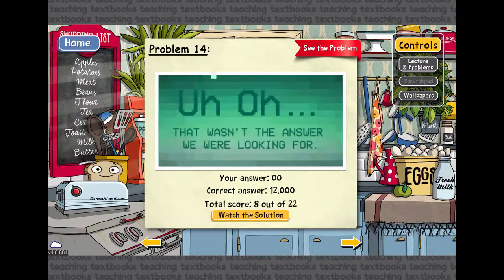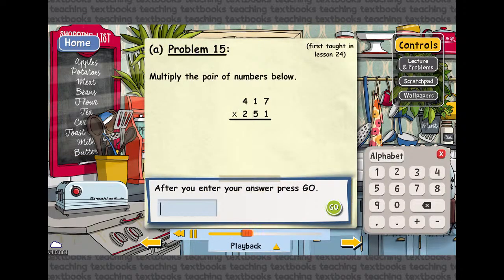No use crying over spilt milk. Yeah, we'll get them next time. Problem 15. Multiply this pair of numbers. 417 times 251.